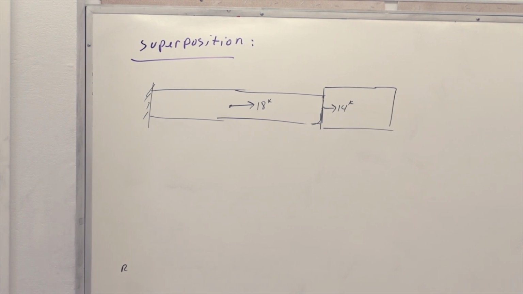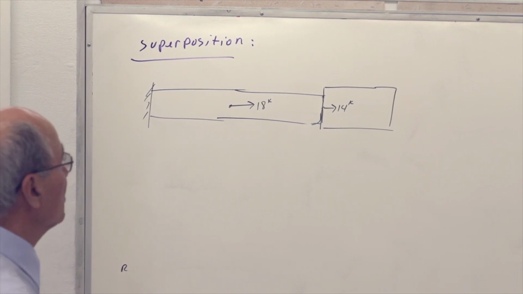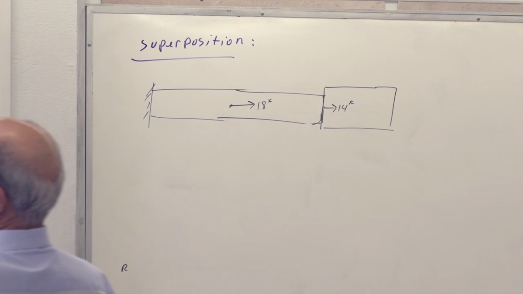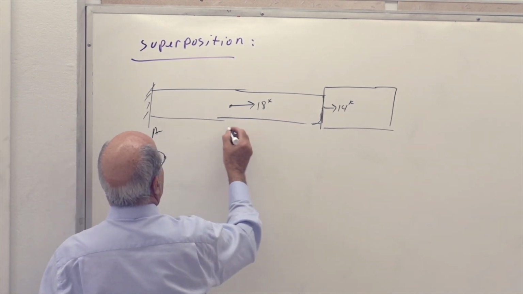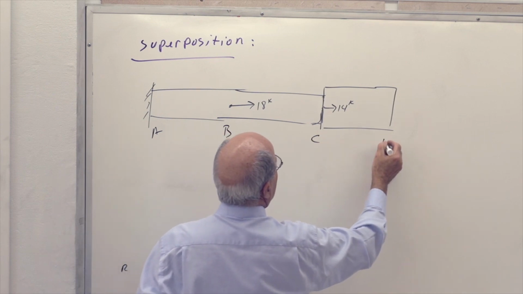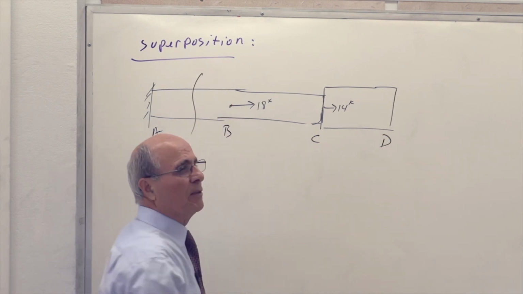Can you calculate that one? How much is this moved? Before I do that, I have to go to that one and find out. This is again A, this is B, this is C, this is D. What is the force here?